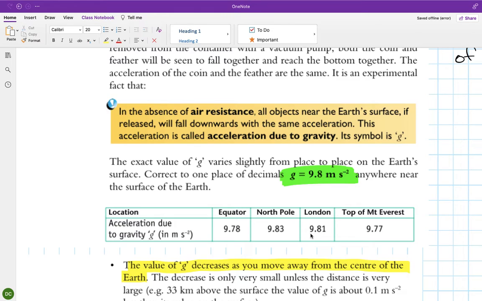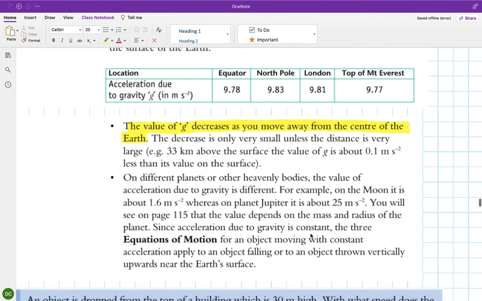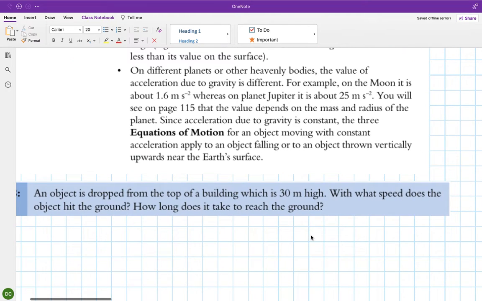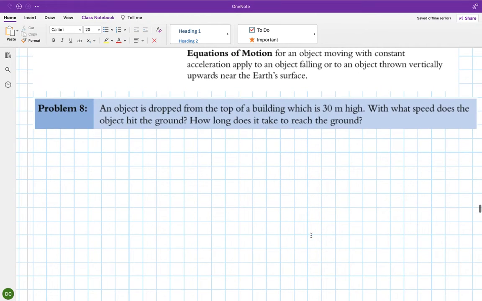But to one decimal place, anywhere on the surface of the Earth, it's 9.8 meters per second squared. So we use that number quite a bit. Now I'm just going to do one of these because there's not a whole lot of difference between the ones we did last time and these ones.